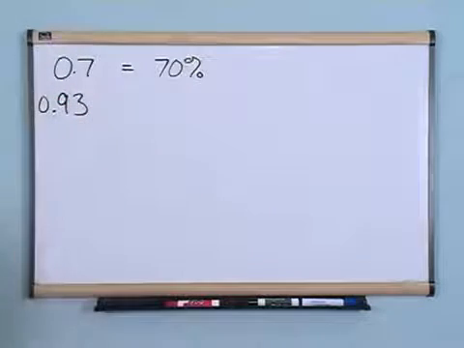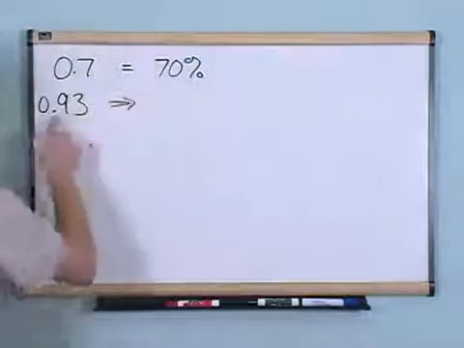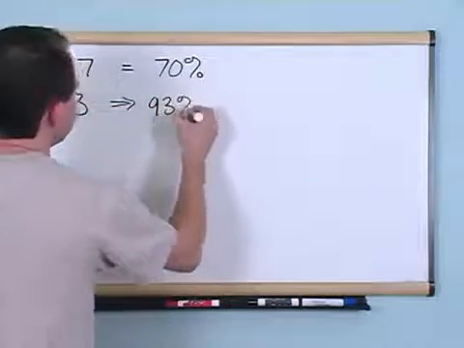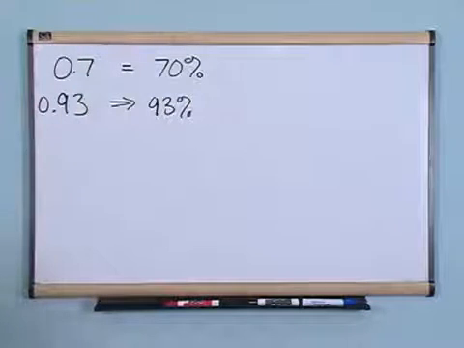0.93, okay, how would you convert that to a percentage? Very simple. You just take that decimal and you move it 2 places to the right, so 93%. Okay? It's real easy.